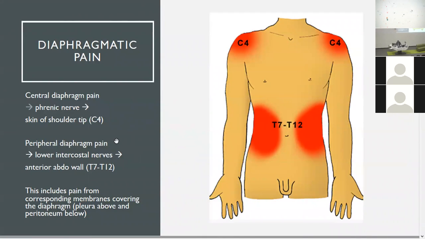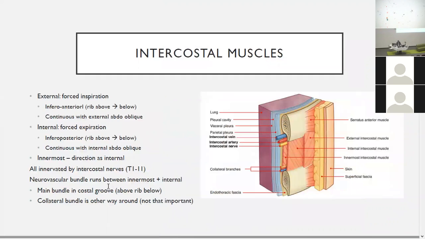Now the sensory innervation of the diaphragm, for pain. The central part of the diaphragm is innervated by the phrenic nerve. So pain on the central aspect of the diaphragm will radiate to your shoulder tips, whereas the peripheral parts of your diaphragm are innervated by the intercostal nerves. So this will go around your flank regions. Any questions so far? Anything that's not clear?